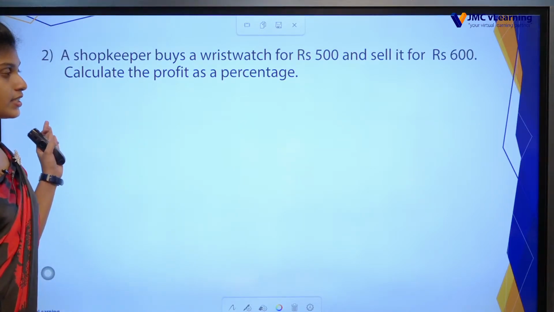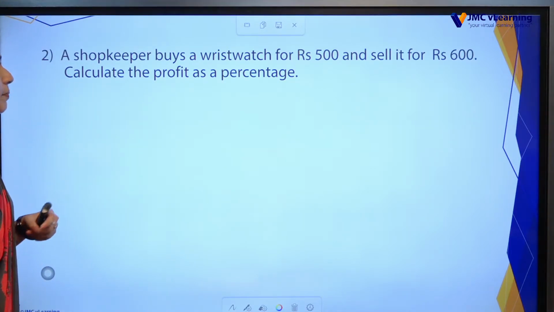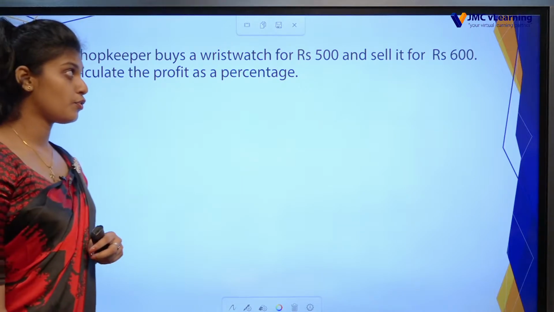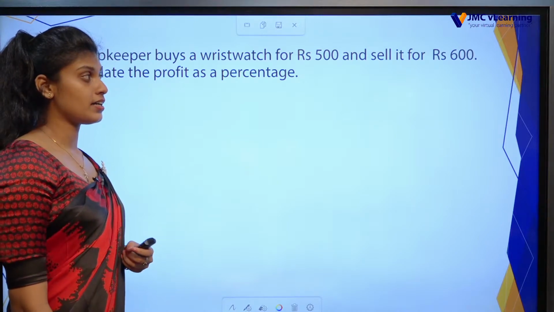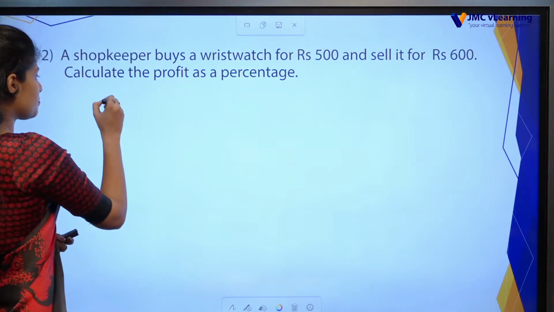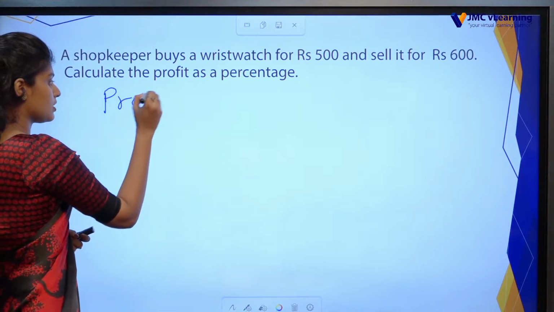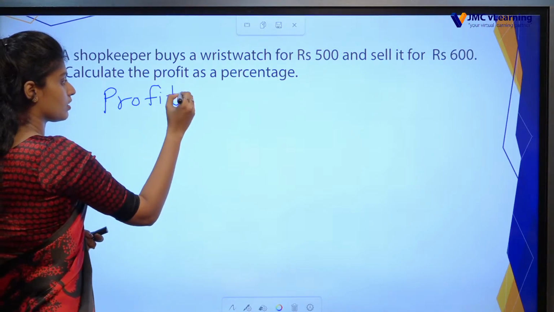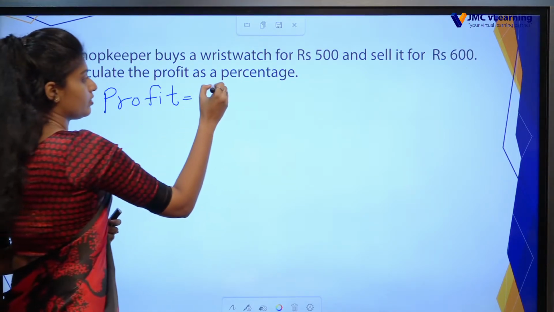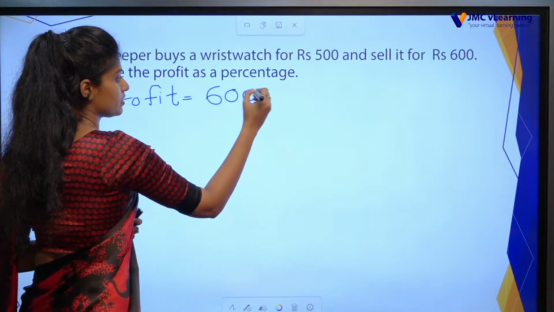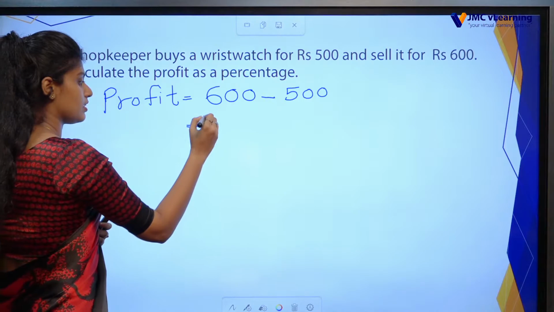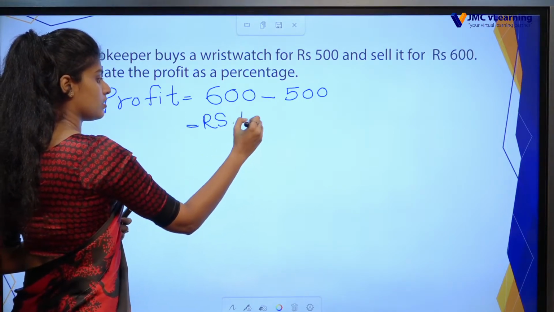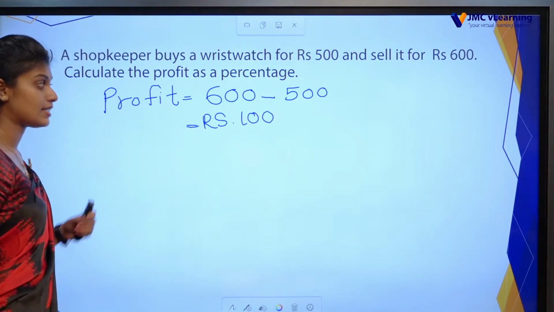Then let's move to the next question. A shopkeeper buys a wristwatch for 500 rupees and sells it for 600 rupees. Then how much is the profit? To find it, you have to subtract 500 from 600. The answer is 100 rupees. That is the profit.